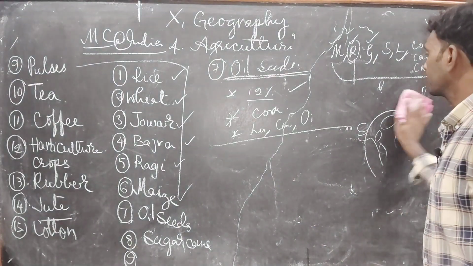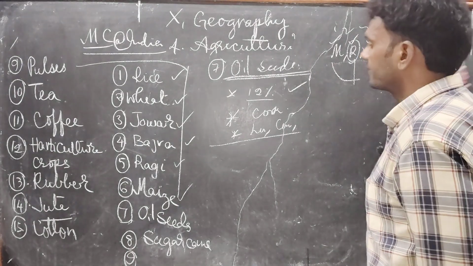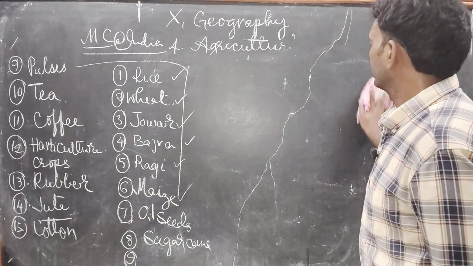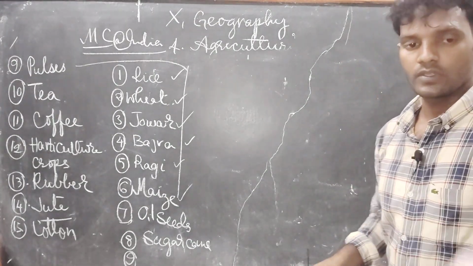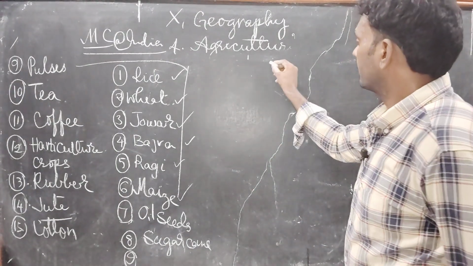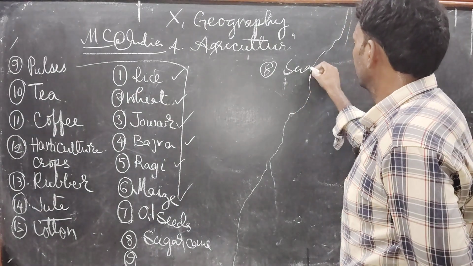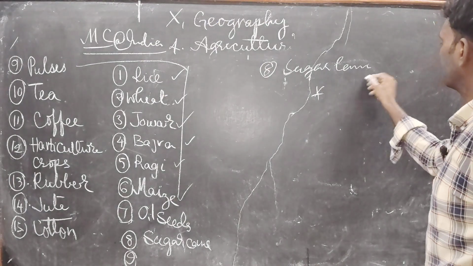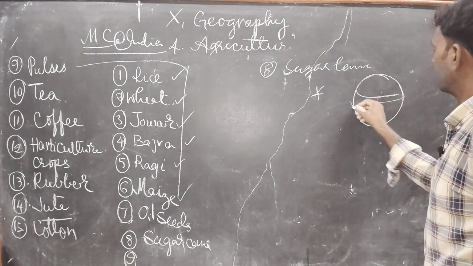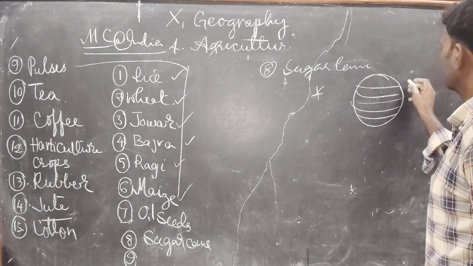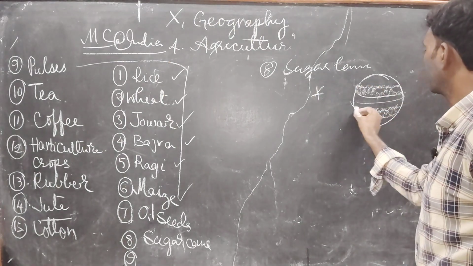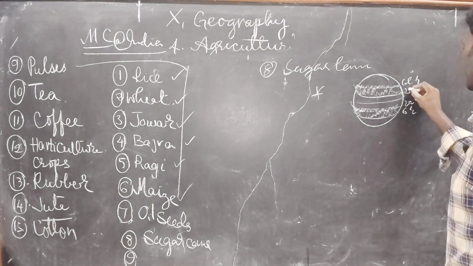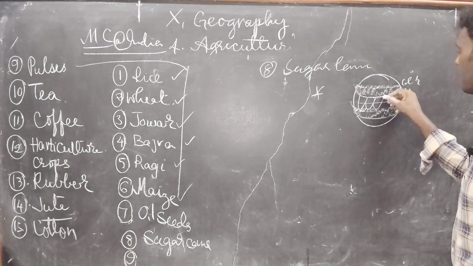Okay. Now we are going to discuss sugarcane, the 8th crop. It is a tropical as well as subtropical crop, between 66 and a half and 23 and a half degrees latitude. It is a tropical crop as well as subtropical crop.